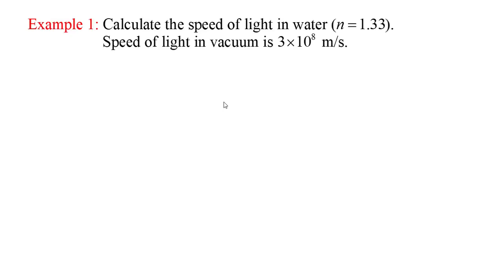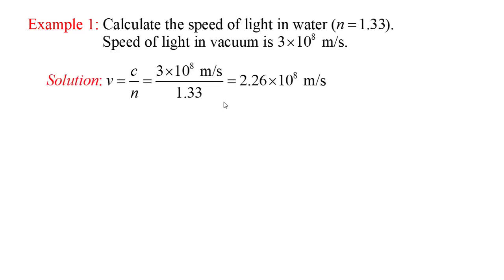Example 1. Calculate the speed of light in water, n = 1.33, given that the speed of light in a vacuum is 3 × 10^8 m/s. Solution: v = c/n, which is 3 × 10^8 m/s divided by 1.33, which is 2.26 × 10^8 m/s. So the speed of light in water is simply 2.26 × 10^8 m/s, which is lower than the speed of light in air or in a vacuum.